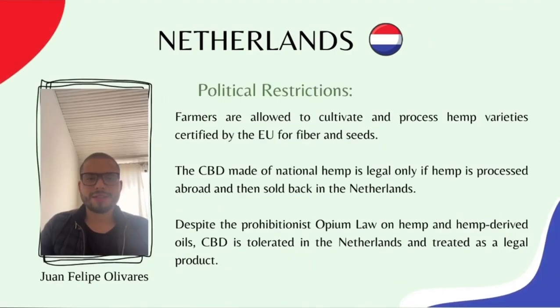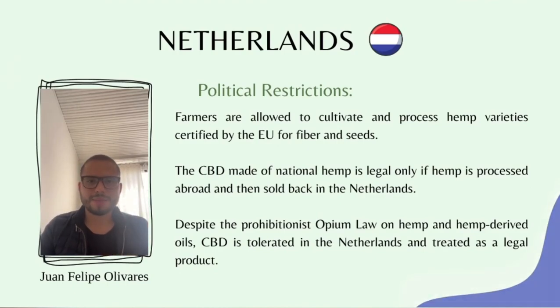In the case of the Netherlands, the cultivation of industrial hemp with less than 0.2% of THC became legal there in 1999, after the European Union encouraged member states to cultivate and provide subsidies for this. Farmers are now allowed to cultivate and process certified hemp varieties, but it is legal only if hemp is processed abroad and then sold back in the Netherlands.